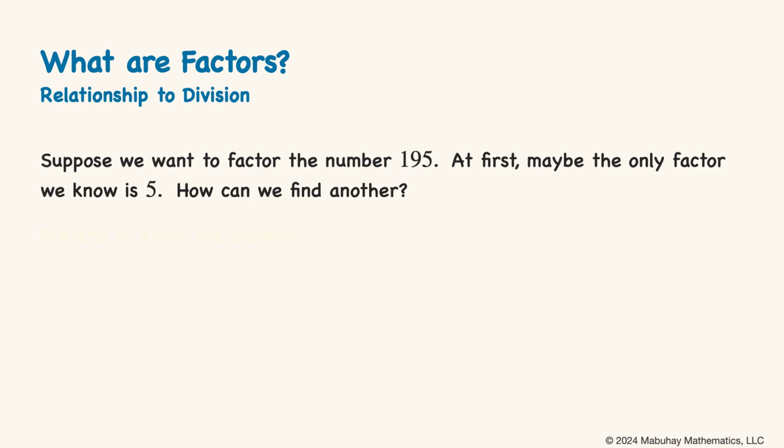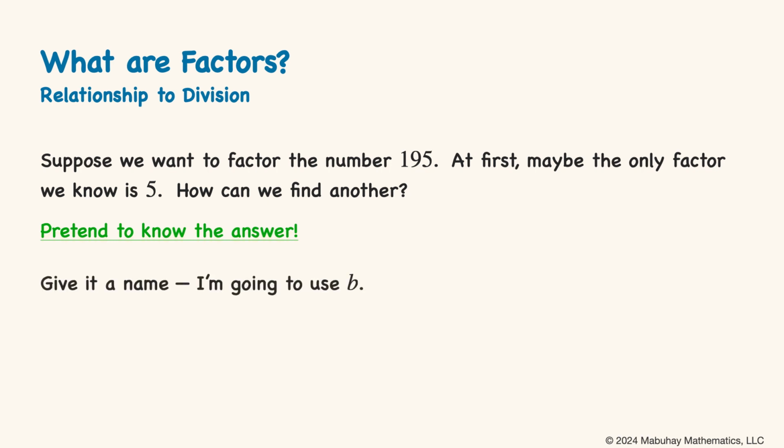Okay, so let's kick it up a notch. Say we want to write 195 as a product of whole numbers. And let's say that looking at that 5 in the ones place, we know that 5 is a factor. So how do we find the other factor that goes with it? This is a key trick in algebra. We actually pretend that we know the answer. This is one of the reasons we use variables, actually. They act as a stand-in for the unknown answer. So I'm going to pretend that the factor we're looking for is b. I already know it, it's b. Okay, then we apply the definition of factors or products to write 5 times b equals 195.